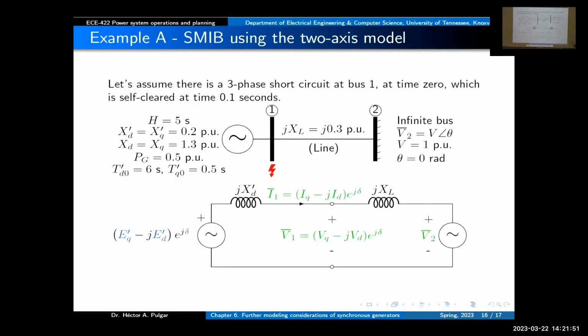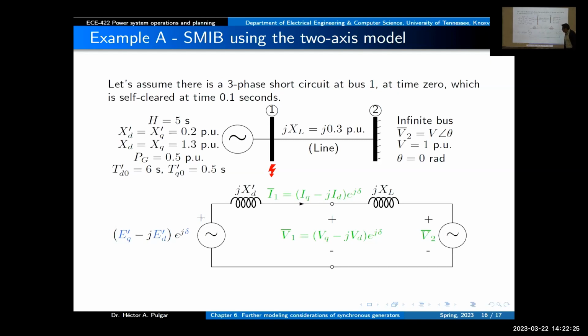Example, and we will work on this today. We did this before, but there we modeled a generator with the classical model. Now we're going to add this detailed model. So the first complication will be, well, we need to determine the equilibrium point. That's the first step. And then we need to apply the short circuit here that will be cleared at 0.1 second. And then we need to see what is the evolution of the system.